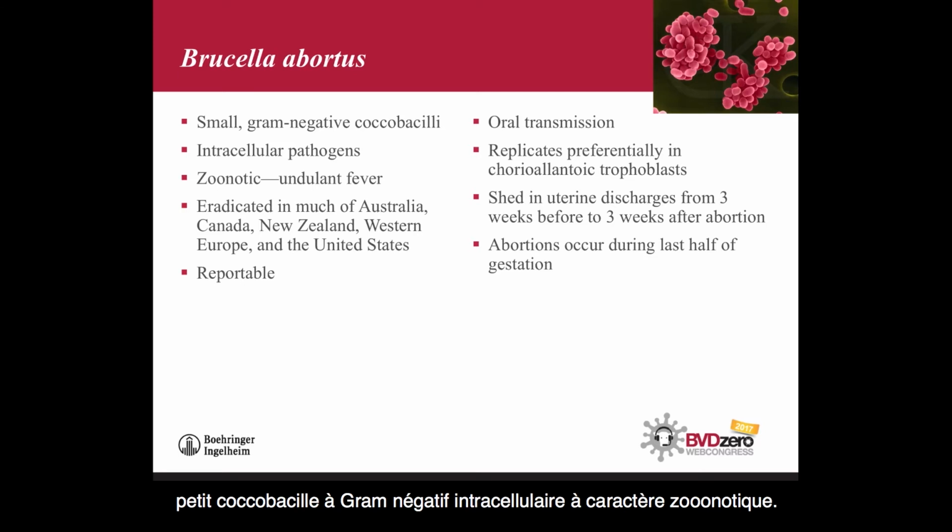Interestingly, it replicates preferentially in the placenta of cattle. There's a certain sugar in the placental tissues that causes this gram-negative organism to replicate in a logarithmic manner, a tremendous rapid growth, causing placentitis and abortion of these calves late in gestation. This organism is shed in uterine discharges from 3 weeks before to 3 weeks after abortion.